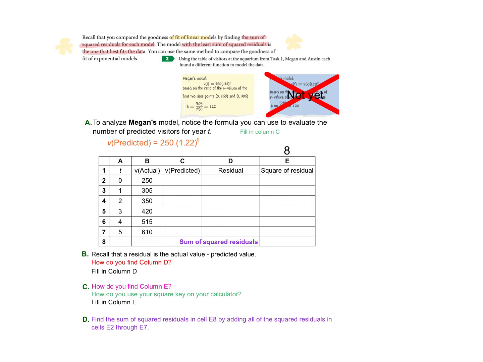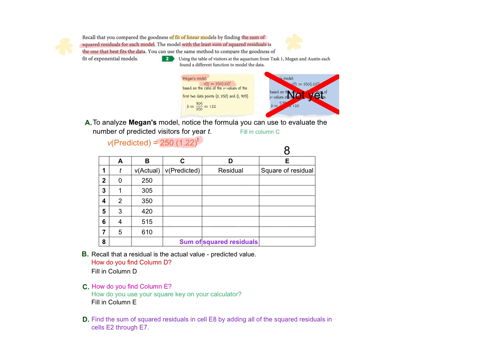Okay, so I'll show you kind of what that means. So we have Megan. She made a model. Here was her model that she came up with. Okay, so this is what she's predicting our table will follow. She said, okay, I know my starting value. She used her multiplier as 1.22 and then to the t here.